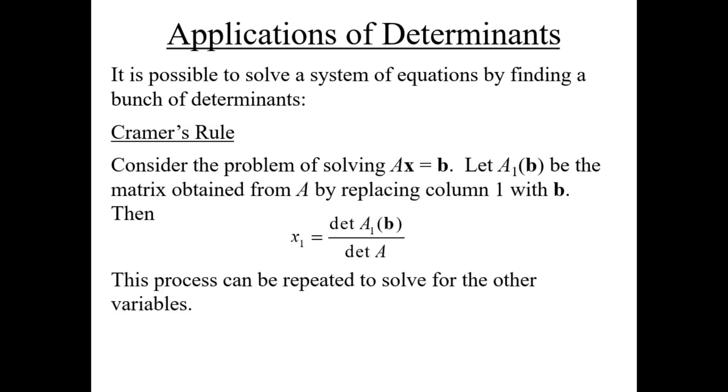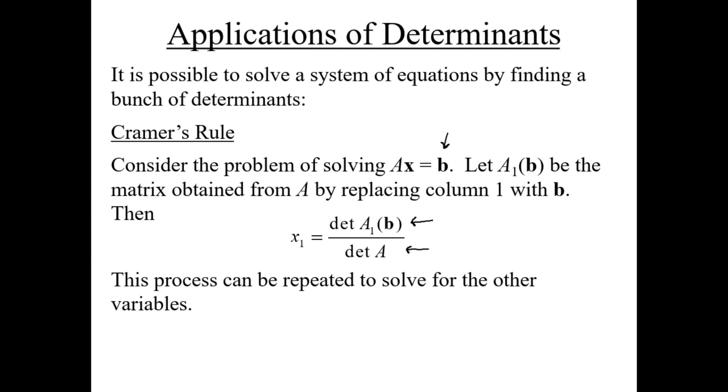So consider the problem of solving this matrix equation Ax equals b. And we're going to define A sub 1 of b to be the matrix where we take matrix A and we replace its first column with b, right? We replace it with the stuff on the right side. Well, it turns out that the solution for x1 is just the determinant of that new matrix divided by the determinant of A. And then we can do that again, find x2, all right? Find A sub 2 of b and the determinant of that divided by the determinant of A. So we can use this process to solve for x1 and x2.